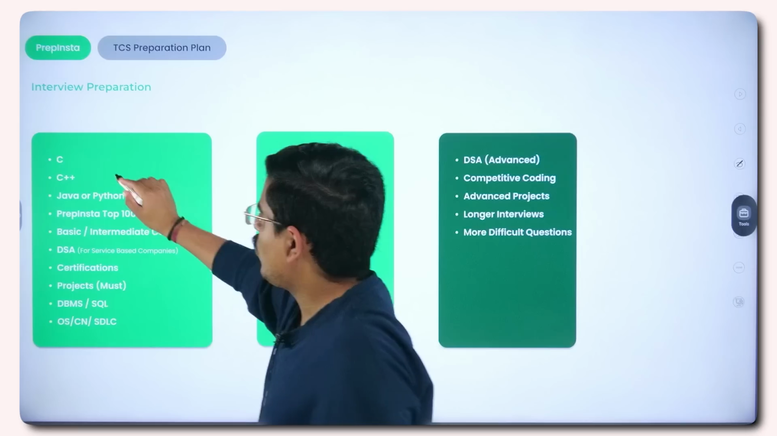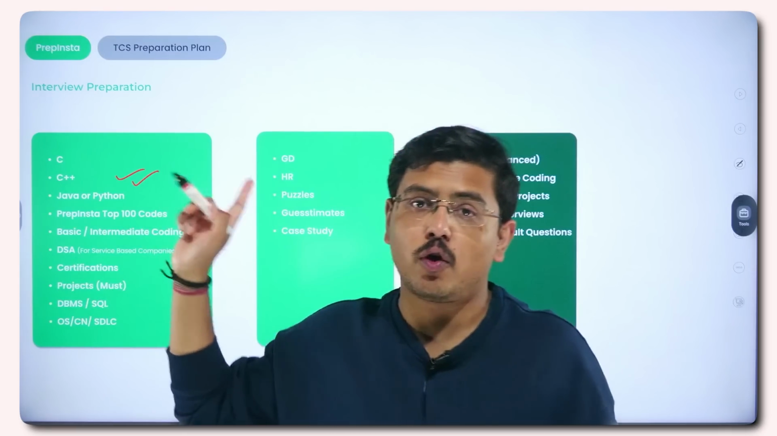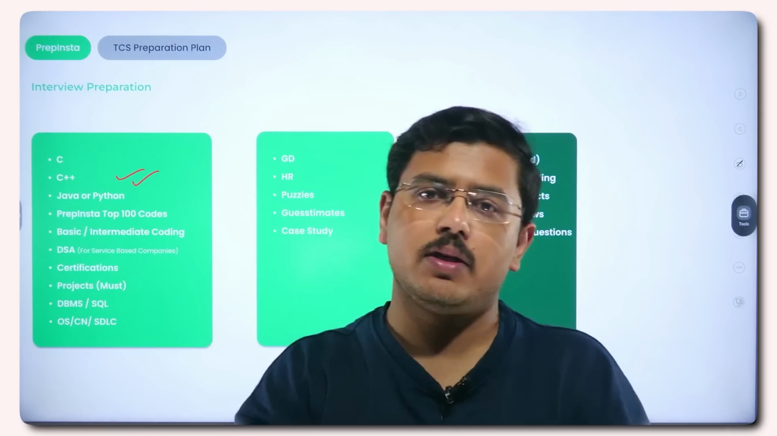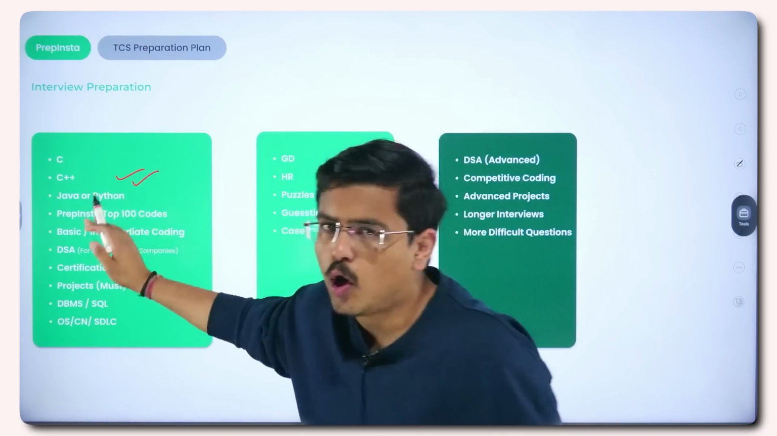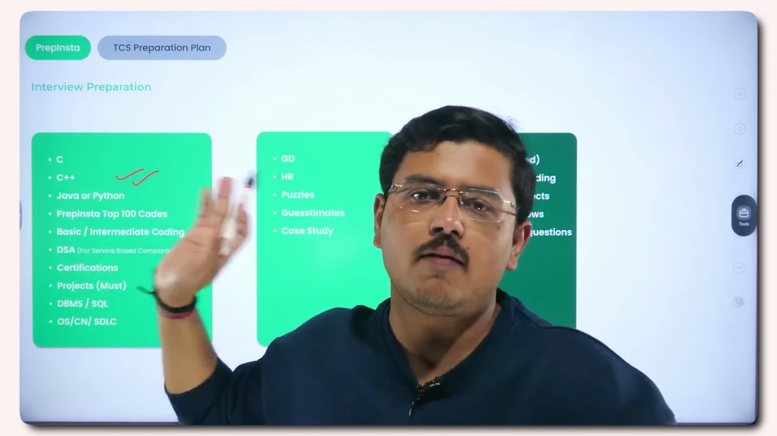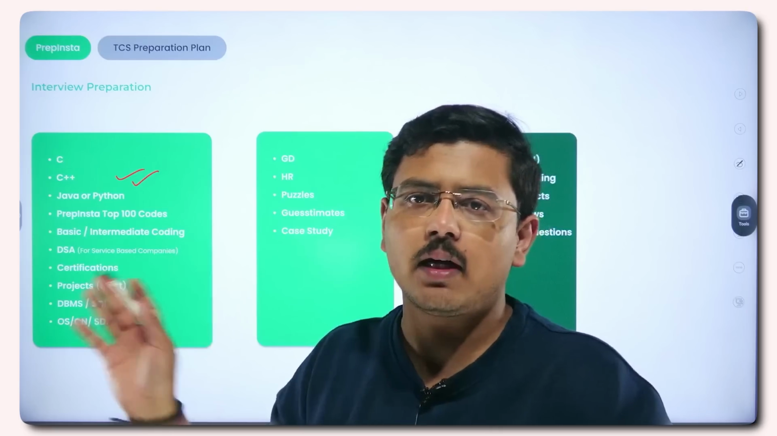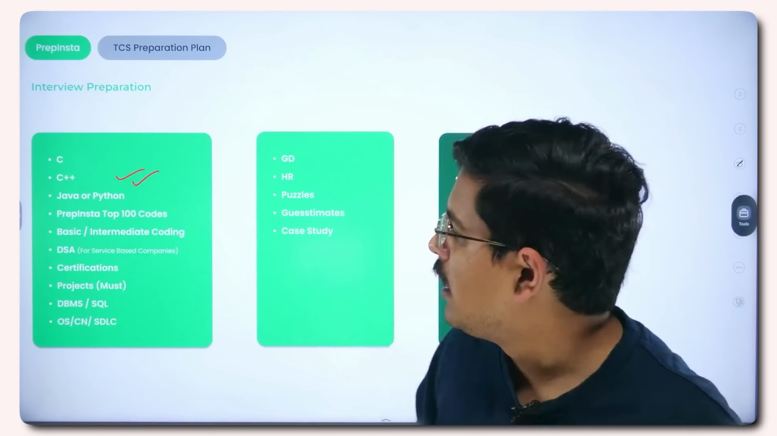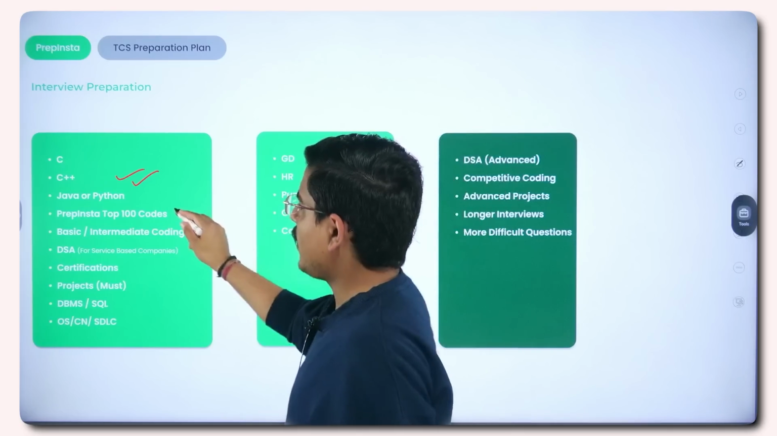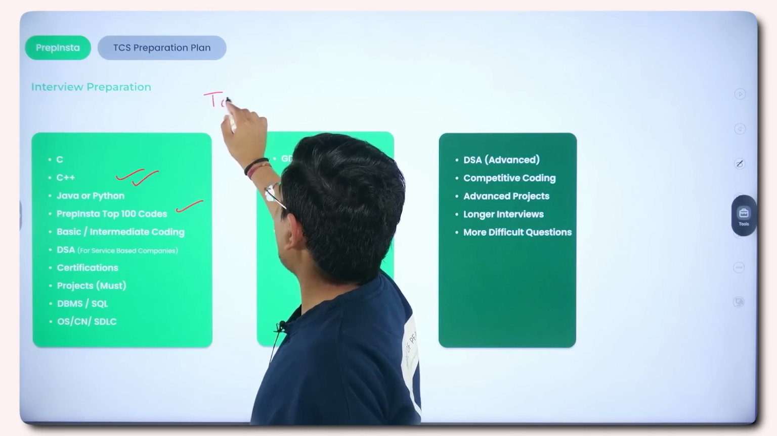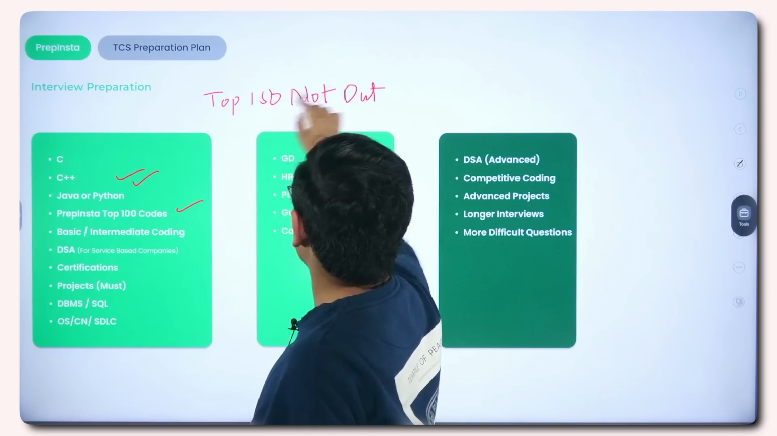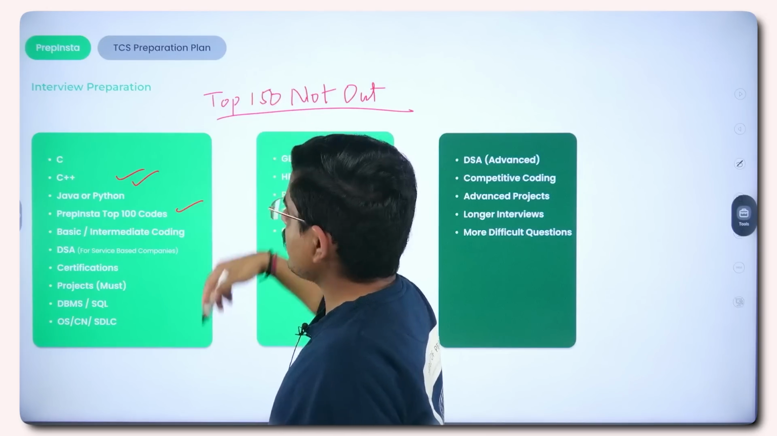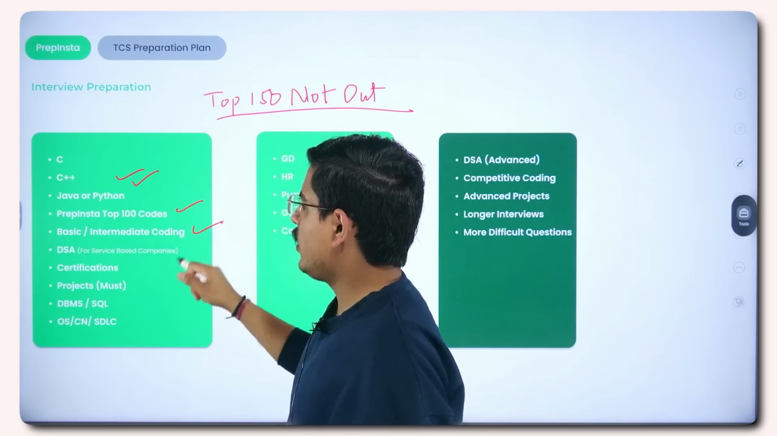First of all, you need to know a language, and this is also for coding. At least एक language अच्छे से आनी चाहिए. If you do not know any language well, pick C++. Do not go and pick Java if you do not know Java prior. Do not go and pick Python if you do not know Python prior. Fine, simple C++ उठाओ, top 100 codes, alongside that top 150 not out, as I have always told you. Fine, so alongside that, basic intermediate coding, DSA.